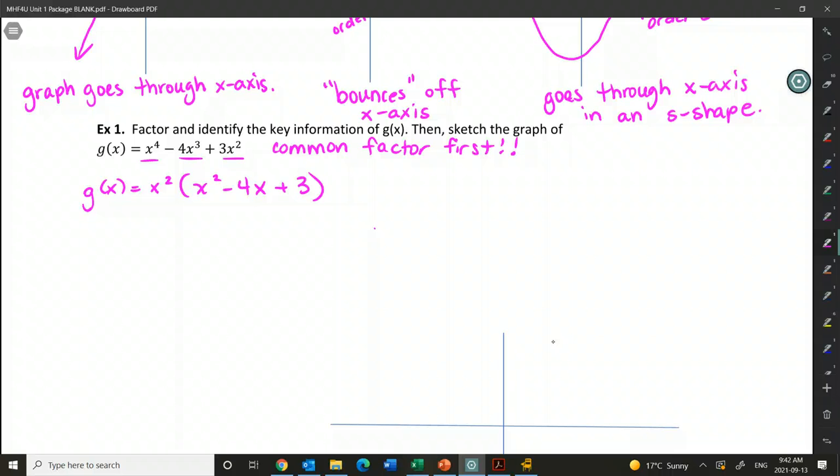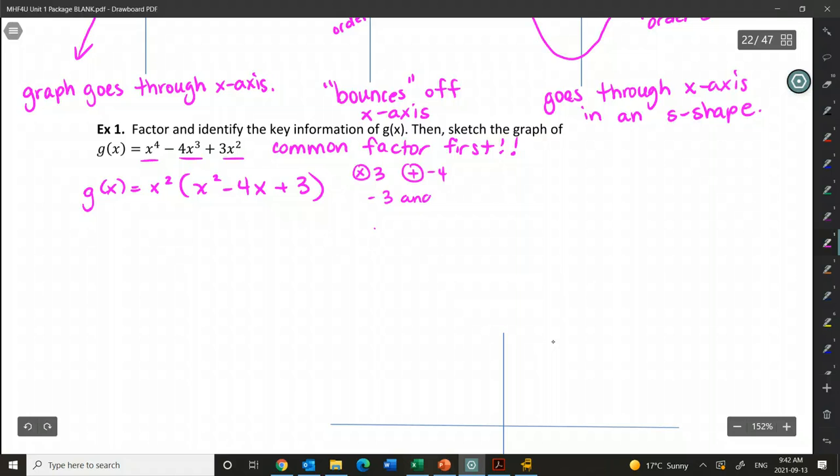Okay, so back to this. 2 things that multiply to 3 and add to negative 4. Bella? Okay, so multiplies to 3, adds to negative 4 would be negative 3 and negative 1. How do I use this to factor now? Remember, this is just an easy quadratic, so I don't have to do a whole process here. Should be a relatively simple step.